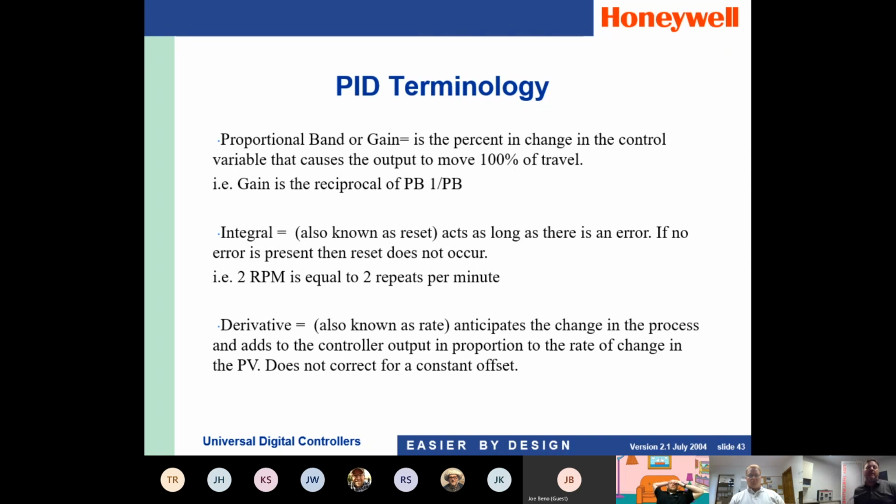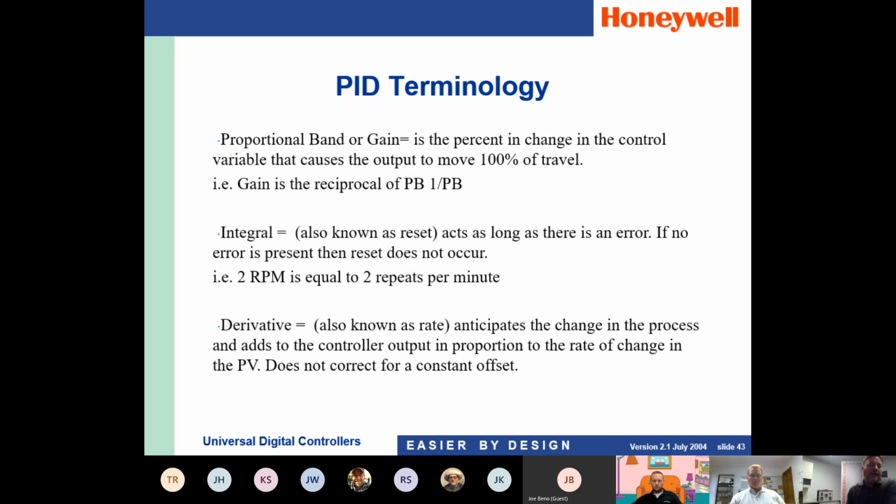Last but not least is your derivative, also known as rate. In most applications when we do tuning, you'll use pretty much no rate to very little rate. What rate does is anticipate the change in your process. So as your process variable starts moving, the derivative action will start anticipating that there's going to be a change happening, and will start moving your output to compensate for that change. It does not correct for a constant offset, but it's basically an anticipator of change happening.